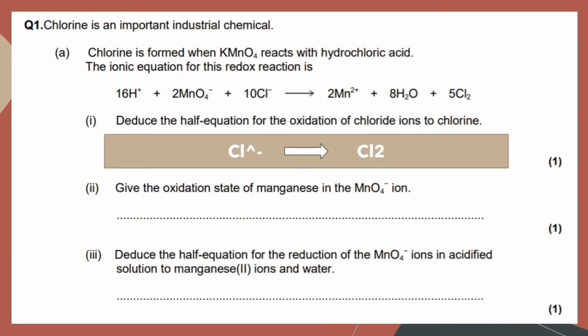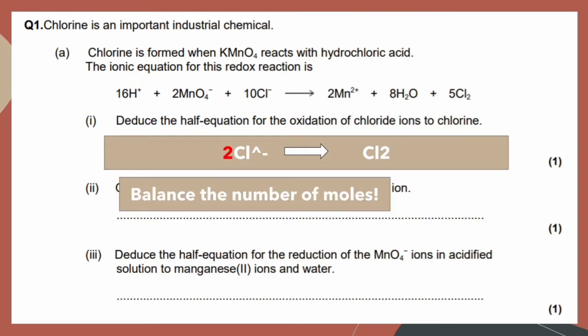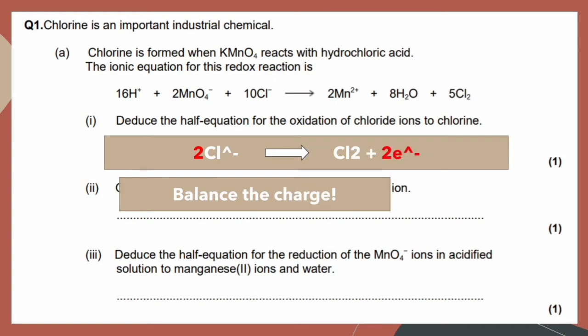So, the first question is: deduce the half equation for the oxidation of chloride ions, Cl-, to chlorine, Cl2. There are two steps to balance this half equation. The first thing, you need to balance the number of moles first. Finally, the last thing to do is you need to pay attention to the charge.